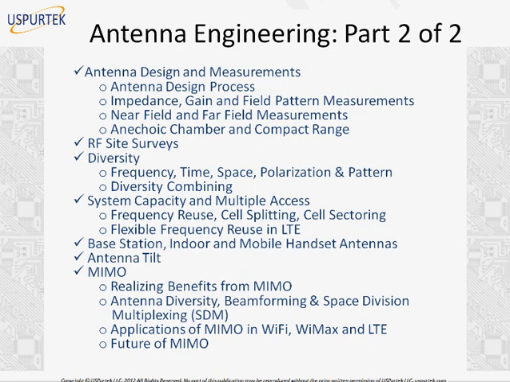Then we'll reflect a little on the RF site surveys. Before you install any wireless system, any antennas, even for a Wi-Fi or a cell site, a site survey is necessary. Without that, you never begin. So we'll see what process we follow for that. And then we'll move on to the diversity techniques in antennas, diversities which are of different types. It could be of frequency, time, space, polarization, and pattern. And then we'll see how we combine the different signals received from different antennas in a diversity scheme. So, diversity combining.